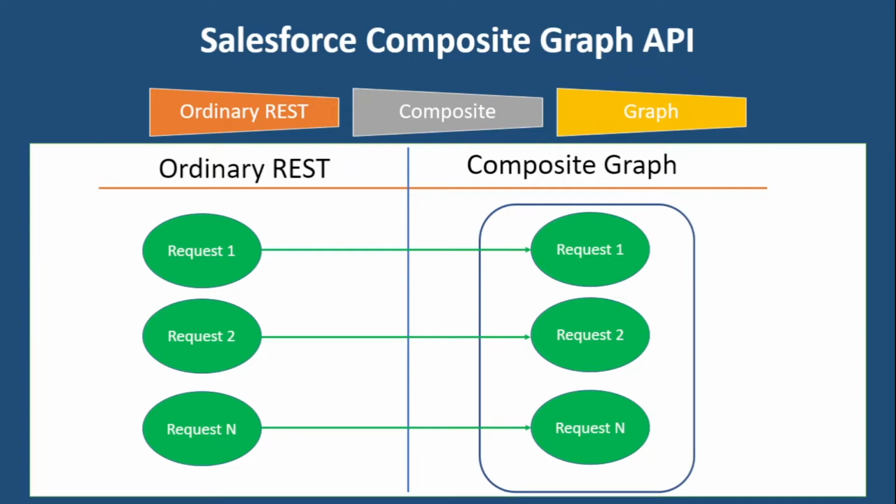So one more thing happening in a Composite Graph API is it is following the atomicity rule of database. That means either all the requests will execute or not at all. That kind of setup also we can do within the Composite Graph API. Okay, now we have seen the theoretical part of it. Let's see it in practical.